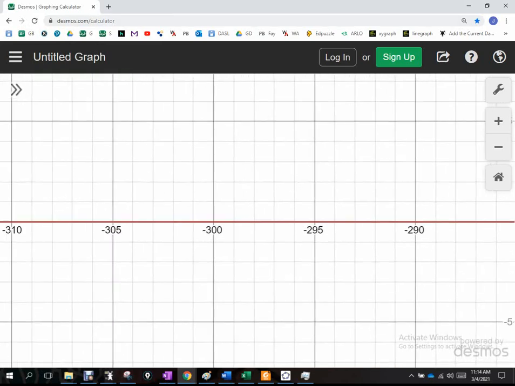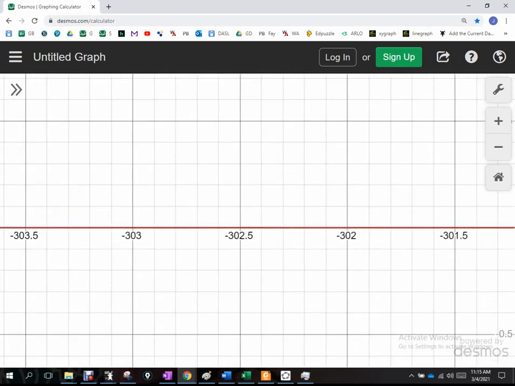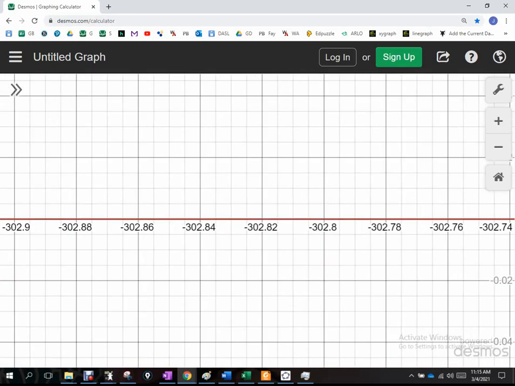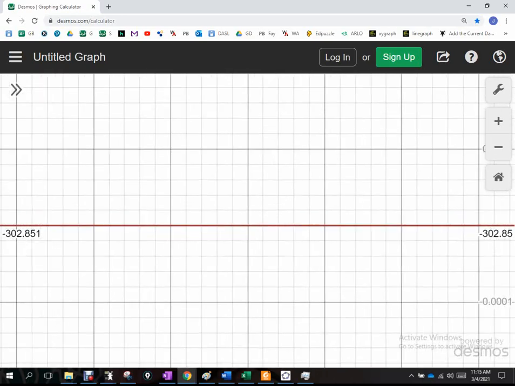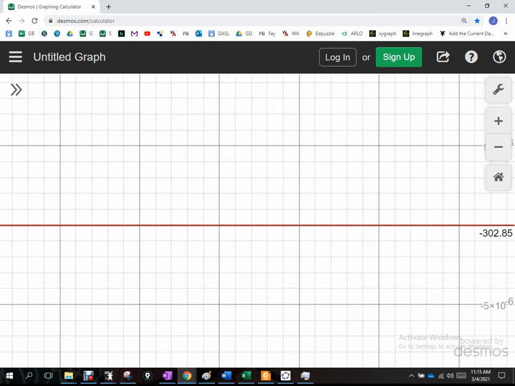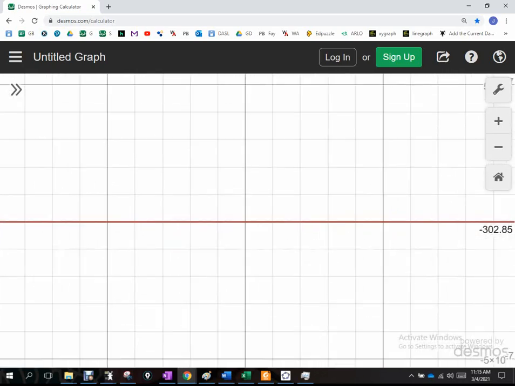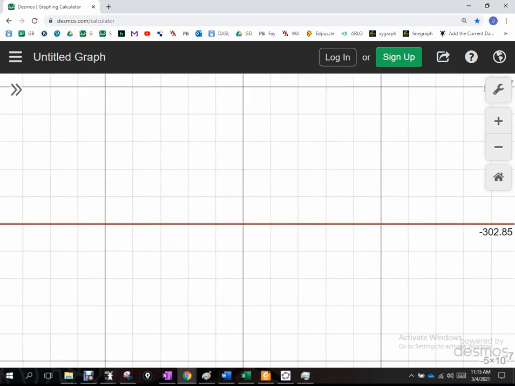But visually, what we're seeing, what does it look like? This red line is the x-axis. So I'm zooming in, right? And it broke. It won't zoom in any further.